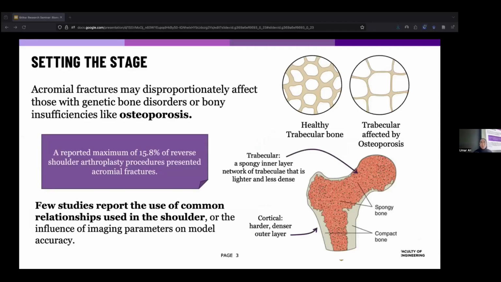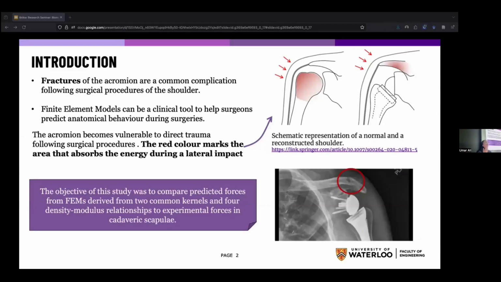As a little introduction, my background is in biomechanics and computational modeling, in the context of fracture risk prediction. We can talk about finite element modeling as a tool for surgeons to see how bones react in surgical procedures.